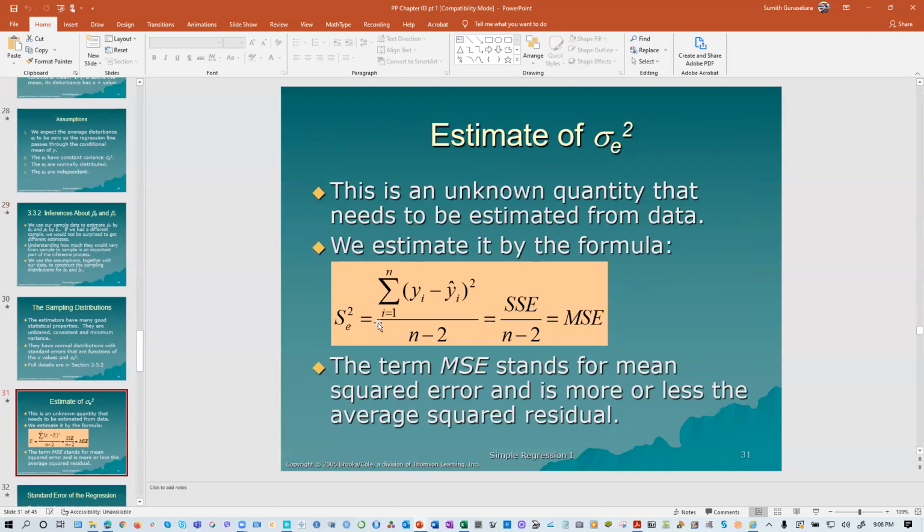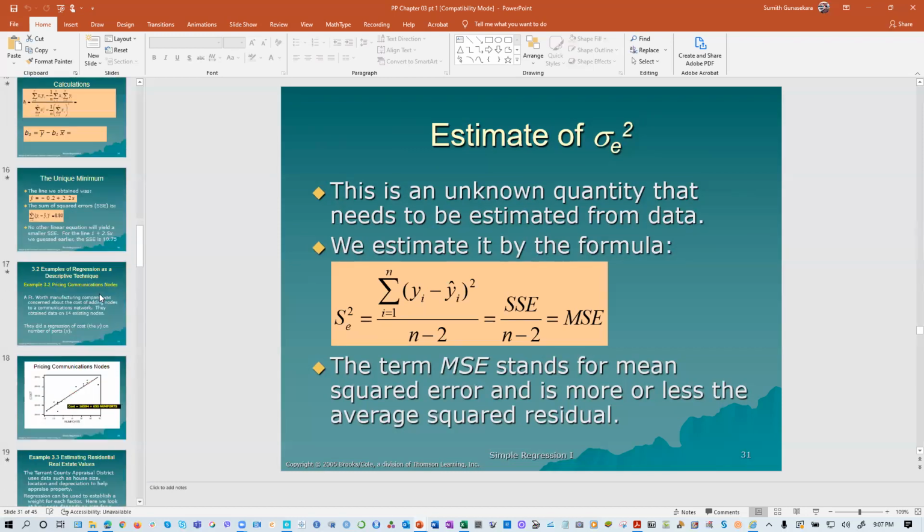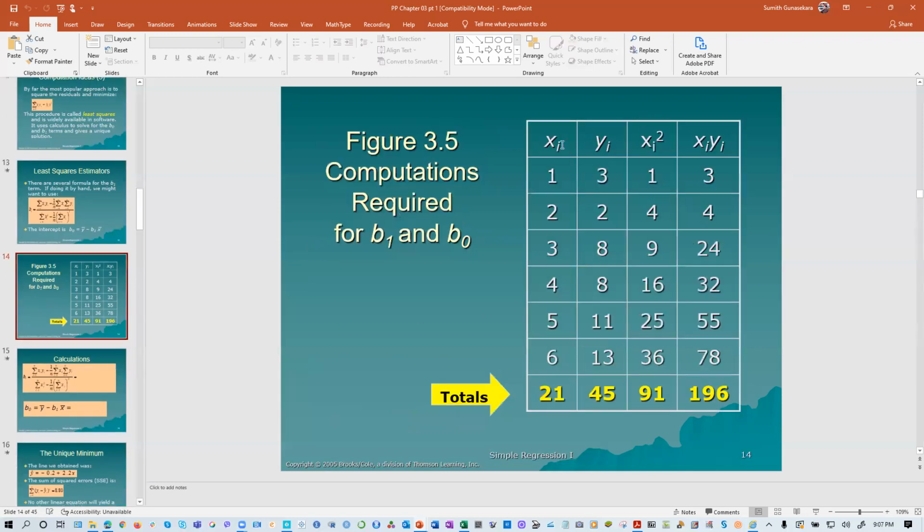Later on, you calculate this unknown quantity that needs to be estimated from data. That's the sum of squared error, mean squared error, which is called the squared residue, the estimate of the population. Error is distributed according to a normal distribution. This is the error variance. You have to keep in mind that it is the error variance, not the variance of the given data, not the variance of this data set.